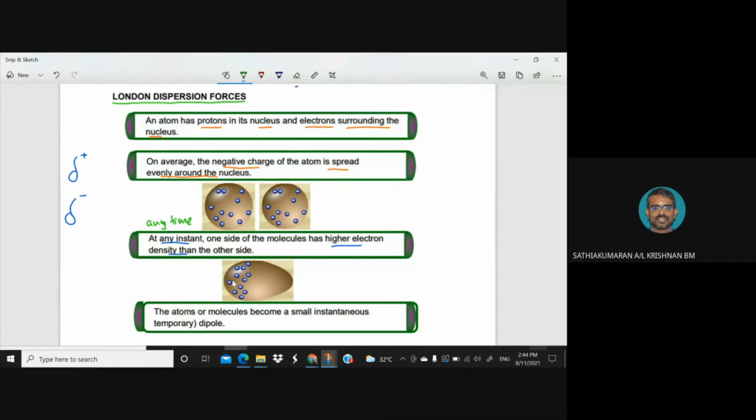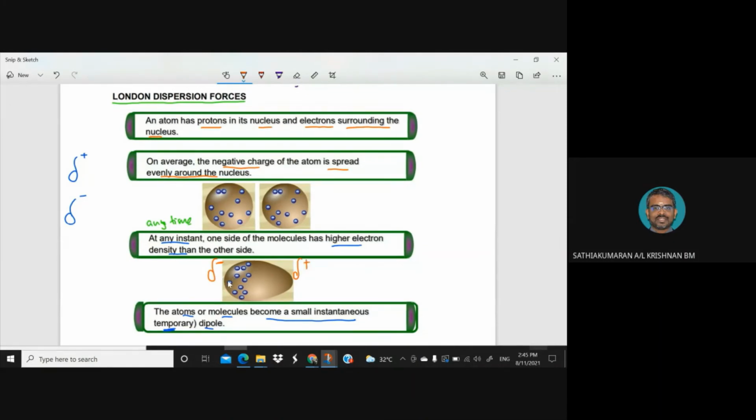Okay, at that time, the atoms or molecules become a small instantaneous temporary dipole. So if one side has more electrons, what is the dipole? We can use dipole negative because the electron density is higher. In this area, the electron density is less, so here will be dipole positive.